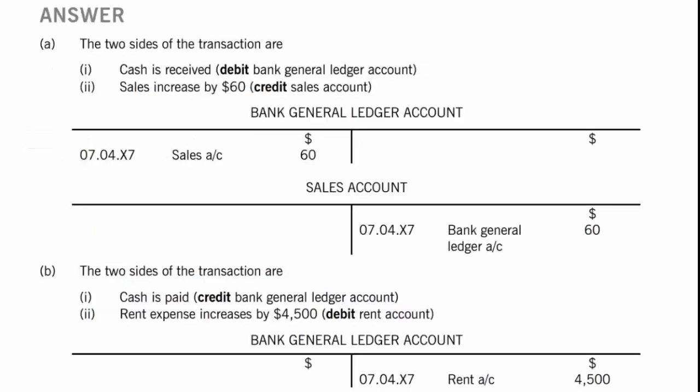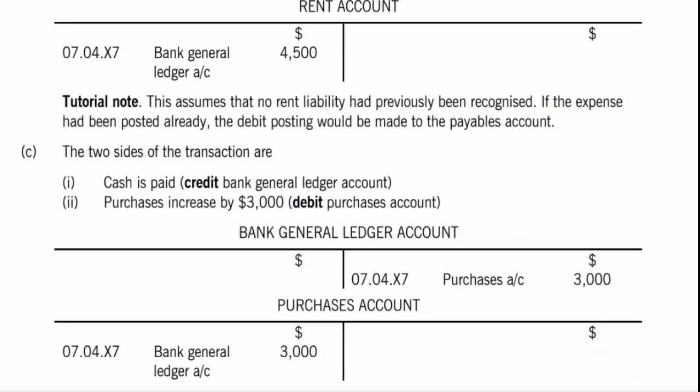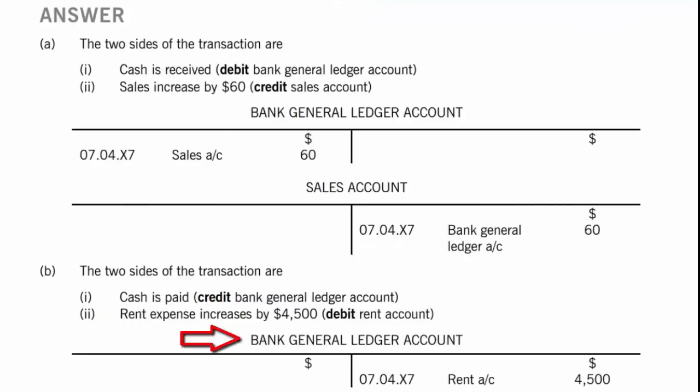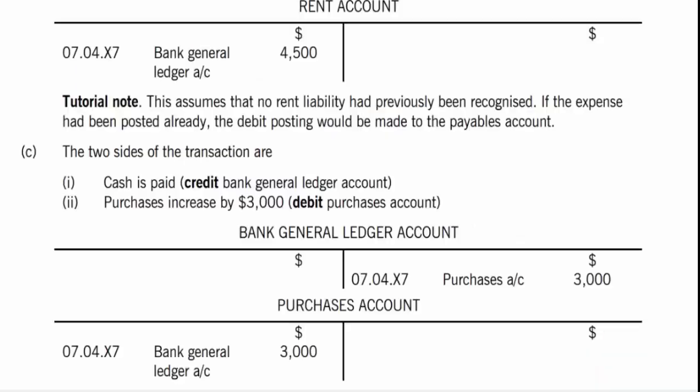Here's what happens. 1. Cash, an asset, decreases because the business pays $4,500. This is recorded as a credit in the bank general ledger account. 2. Rent, an expense, increases because rent is a business expense. This is recorded as a debit in the rent account. How it's recorded in the ledgers. Bank general ledger account, credit $4,500 to the rent account. Rent account, debit $4,500 from the bank general ledger account.